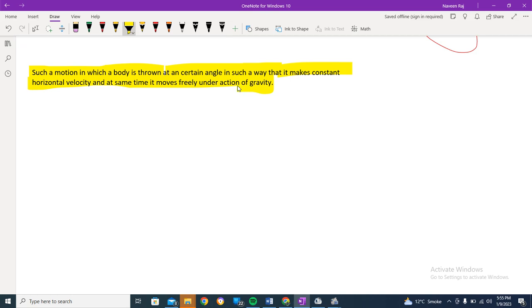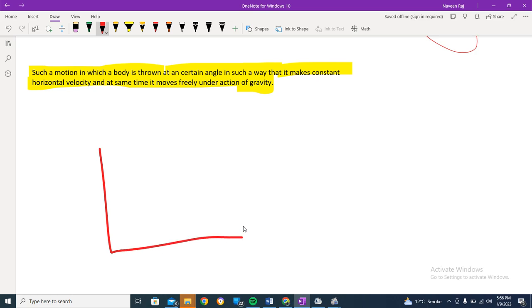I know this has just lifted up through your minds without a concept. So before understanding the definition, let's look into the concept, and automatically you will get to know the definition. Now let's discuss projectile motion with the help of a diagram.